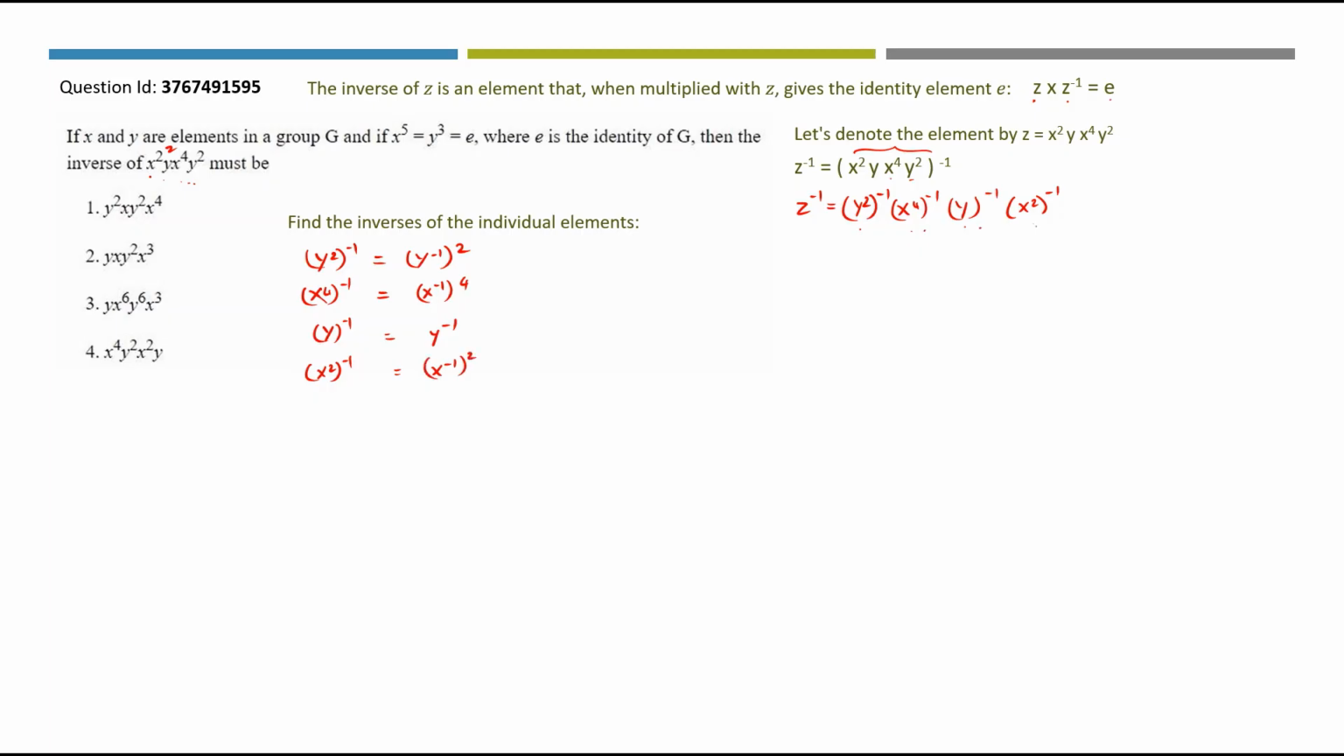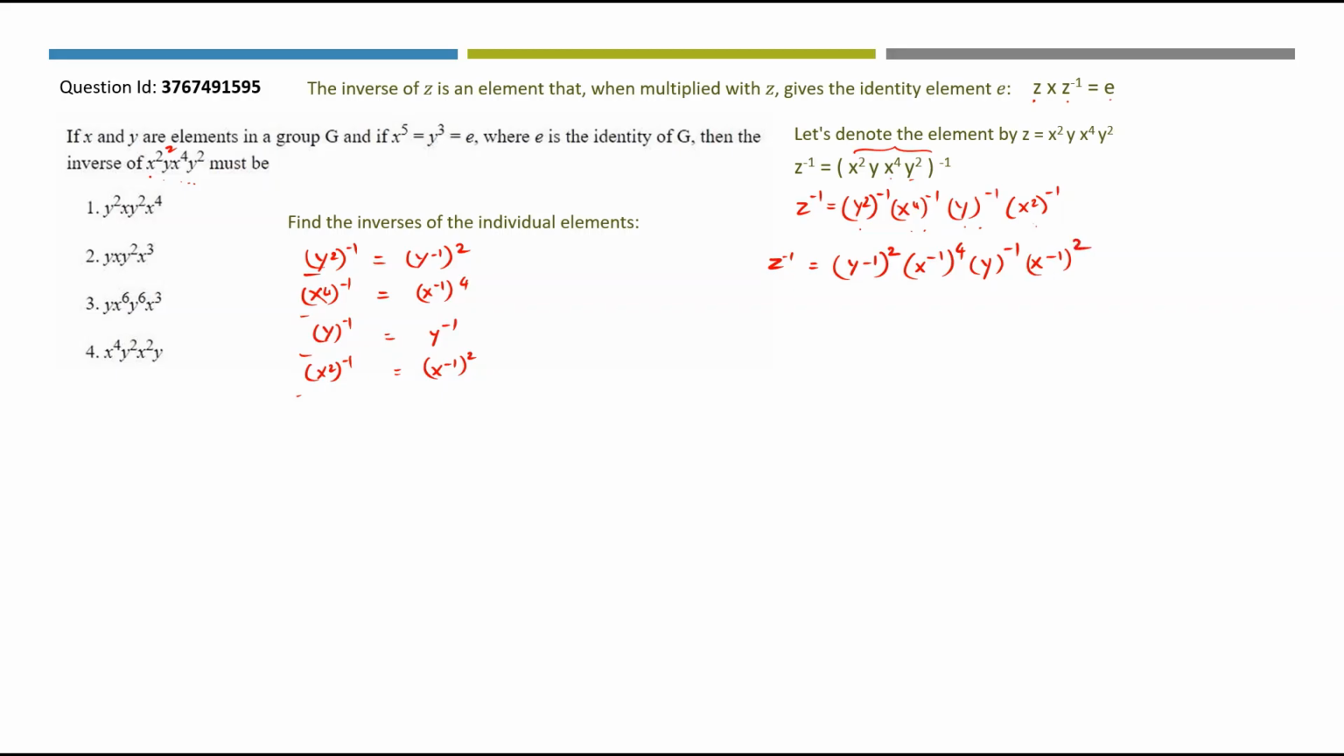Now we will substitute these elements in the left hand side by the elements in the right hand side. So we will have z inverse is equal to y power 2 inverse will be y inverse the whole square. X power 4 inverse will be x inverse the whole power 4. Then y inverse will be as it is, so we are not changing it. What about x square inverse? It will be x inverse the whole square.